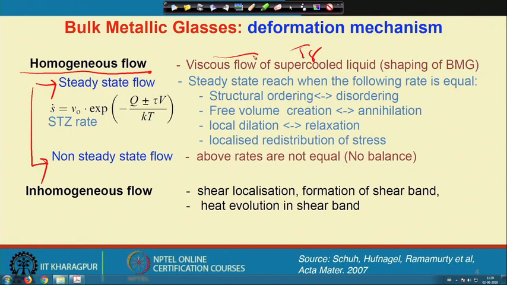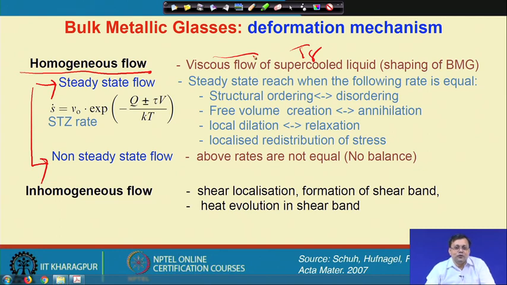Or let us say, if you would like to make a micro gear, meaning a gear with a teeth size somewhat in the scale of a few microns, then you may not be able to directly cast it, or even if it is not possible, then you can go for shaping, or microforming. So, working on a glass requires such kind of flow, and it should be homogeneous. Otherwise, if it is inhomogeneous, localized deformation occurs, and then there will be a failure in the material.